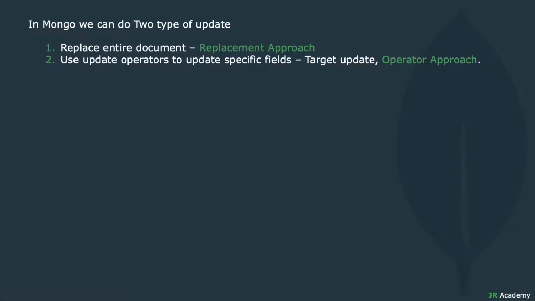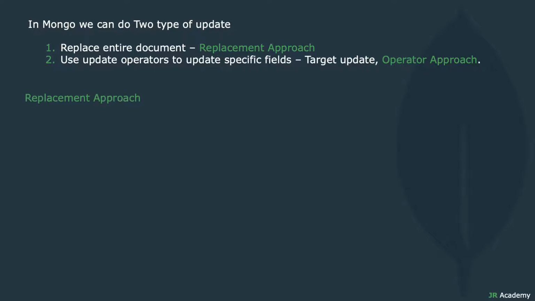To understand the update operation, we can summarize it into two types. In Mongo, we can do two types of update operation. The first type is to replace the entire document, or the replacement approach. The second is to use update operators to update a specific field, or the operators approach, or targeted approach. So let's discuss the first one.